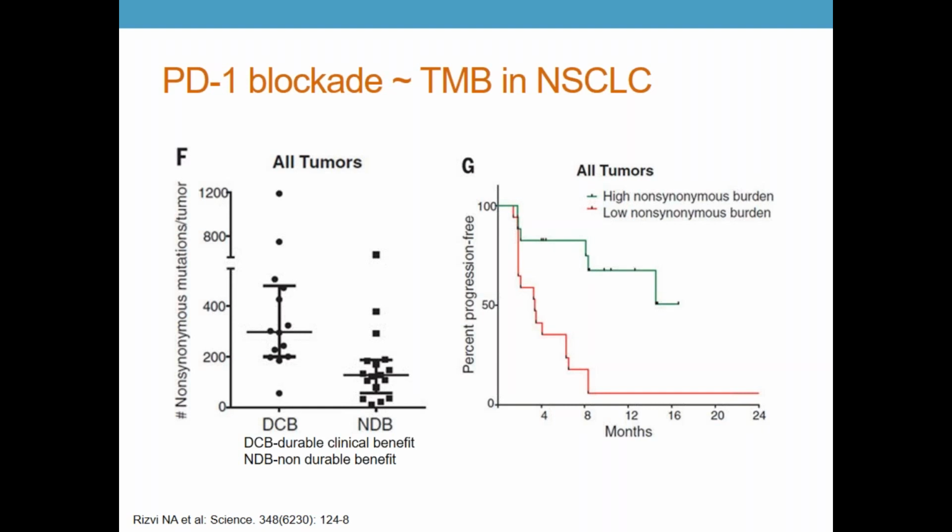And as you can see, the more non-synonymous mutations you have per tumor, the greater the benefit of using pembrolizumab or nivolumab, these PD-1, PDL1 blockers. And when you look over at G with all tumors and you look at the percentage of progression-free tumors, those that have a lot of these non-synonymous burdens are the most susceptible to the immunotherapy approach using blockade of the PD-1 axis, as opposed to those that have a low total mutational burden. Next slide.